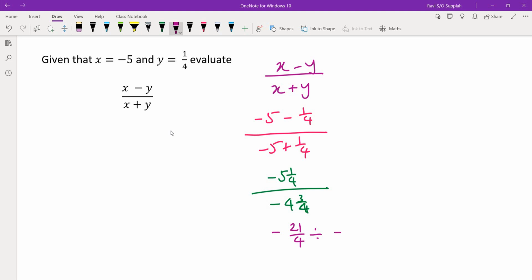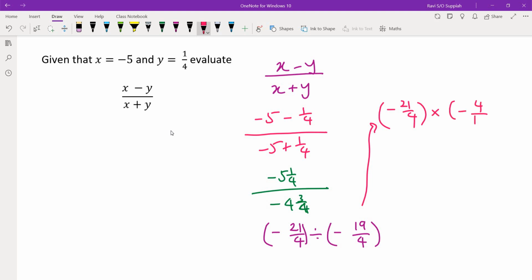So negative 19/4. Okay, so negative 21/4 divided by negative 19/4. And division by a fraction is the multiplication of the reciprocal. So this would be negative 21/4, multiplied by negative 4/19.